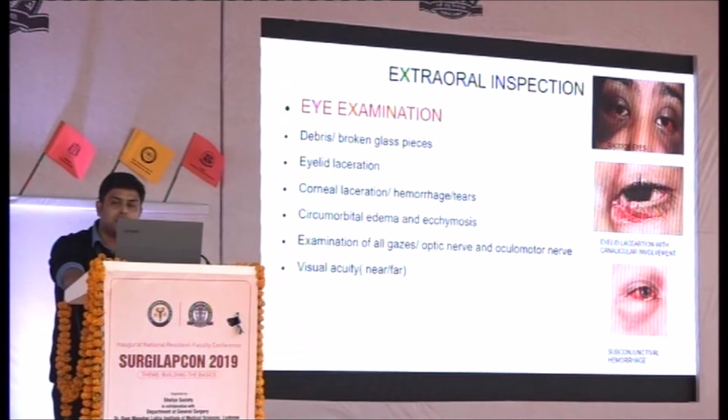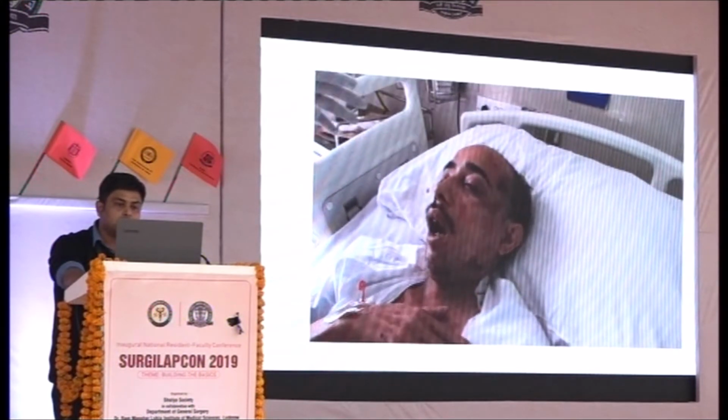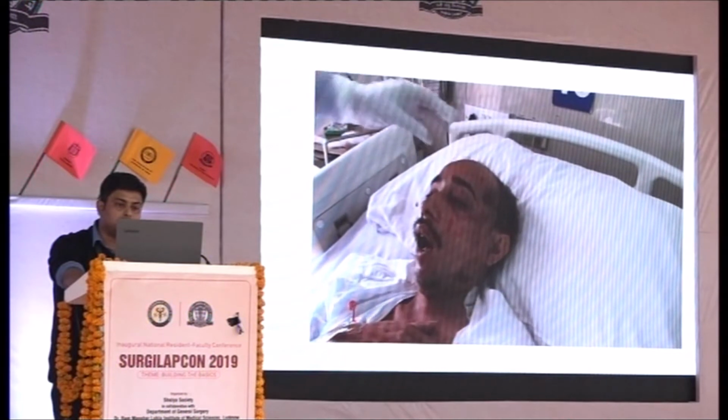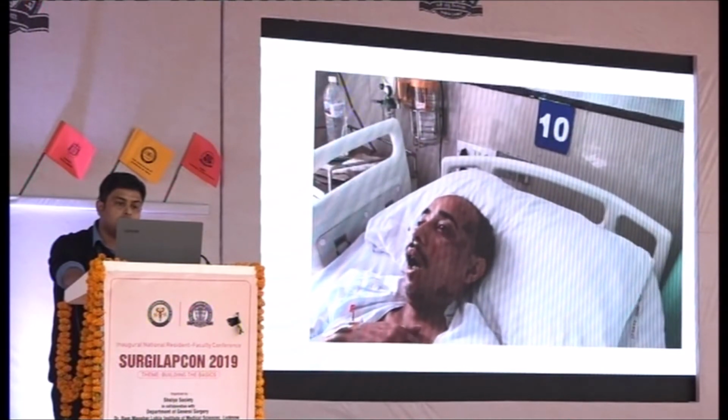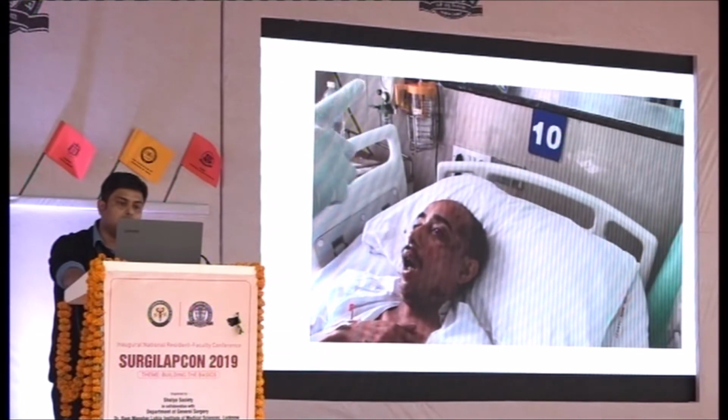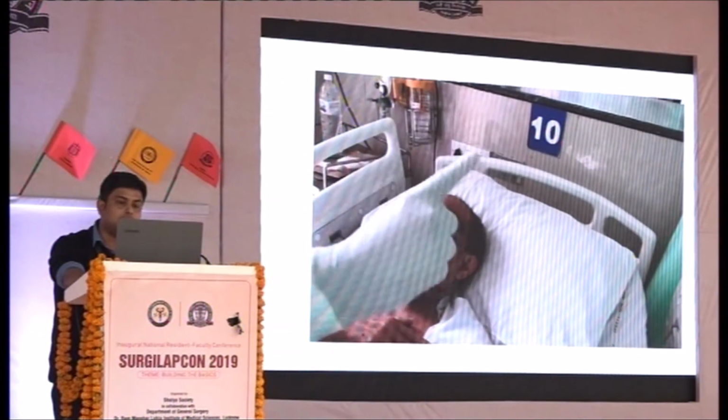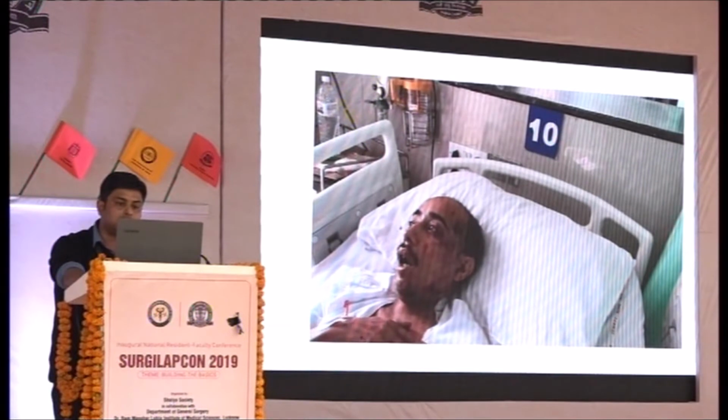We examine all the gazes to look if there is any rectus impingement with a floor of the eye socket fracture, and the visual acuity. So this is how we look for any rectus impingement. We see if the movement is restricted laterally or in the upward or downward direction.